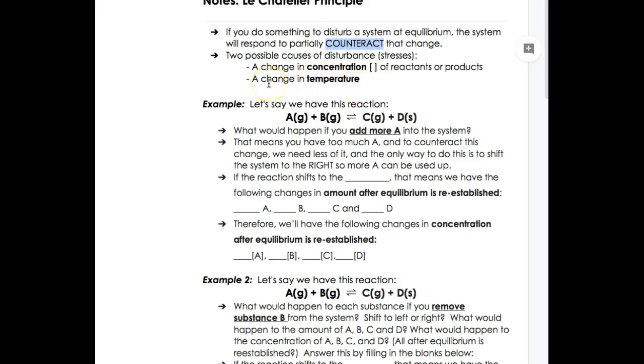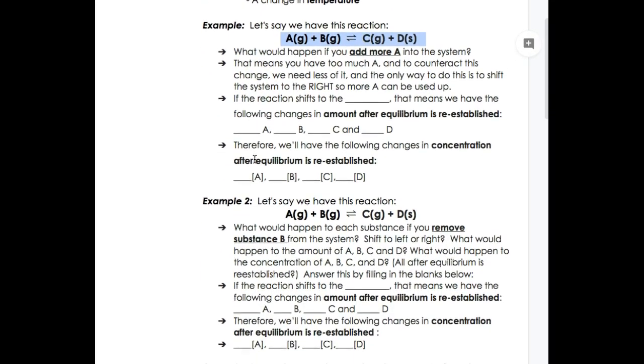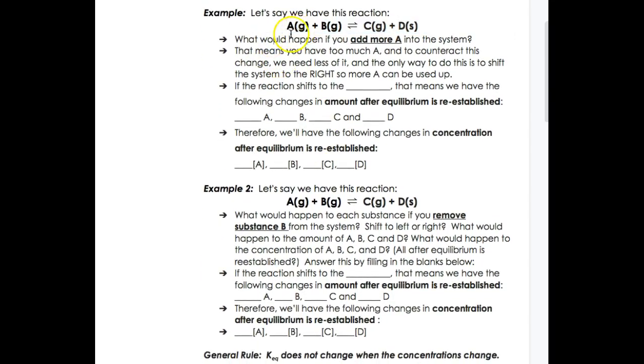So there are two possible disturbances. You could change the concentration, or you could change the temperature, and that will trigger these amounts and concentrations to change. And so we're going to start with the first example here. It says we have a reaction. We have A and B reacting, and it's going to produce C and D. And here we have a solid, and it's going to be reversible, so it's an equilibrium reaction. And the question is saying what would happen if you add more A.